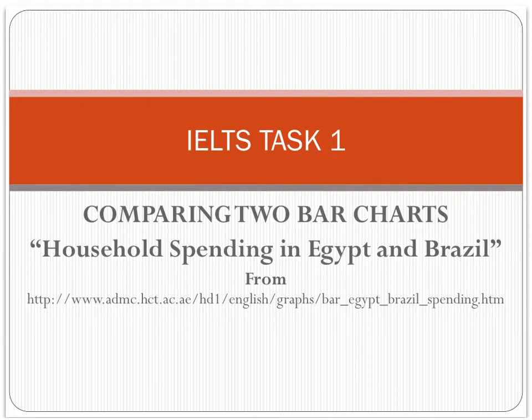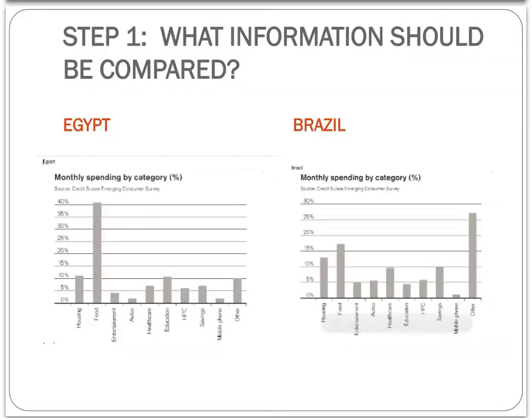This is an IELTS Task 1, where we compare two bar charts. The title is Household Spending in Egypt and Brazil. For the first step, I'd like you to study each bar chart and decide what information should be compared. We are comparing Egypt and Brazil, monthly spending by category.